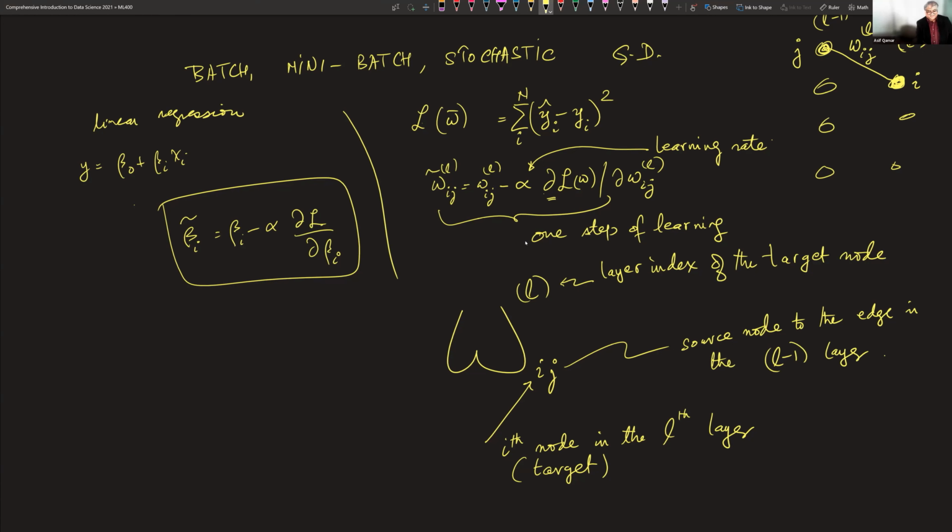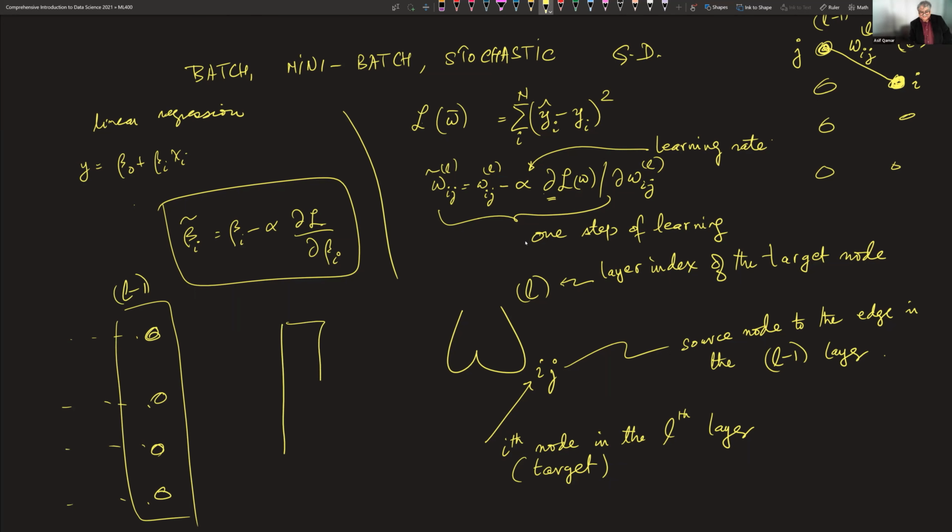Right, so the visualization is, once again, I'll make a visualization here. And there are many, many layers. We'll just focus on the L minus 1 layer. And then let us say you have the Lth layer, right?